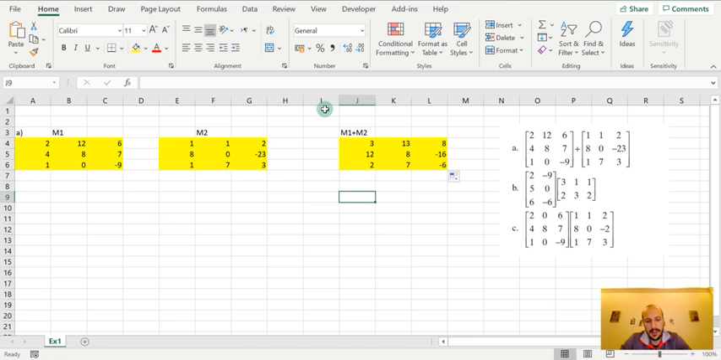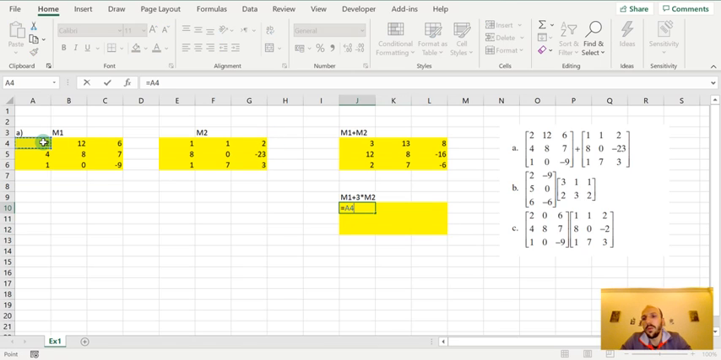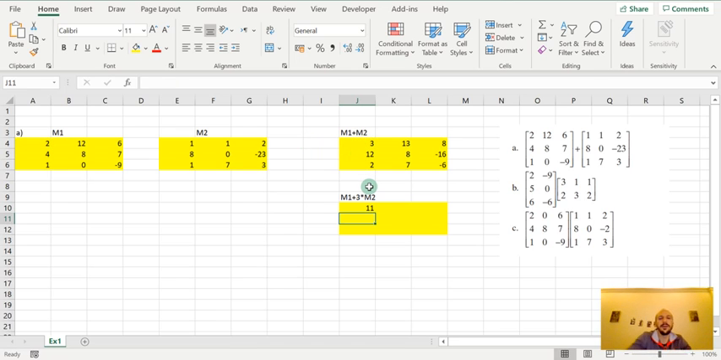For example, if you want to do M1 plus 3 times M2, it is feasible. Instead of 8, I will put times M2. This additional calculation was not demanded, but I will do it. Again, I write equals the first value plus 3 times the value of M2, this one. Okay, and that's it. Or you can calculate 3 times M2 alone and then add it separately here.